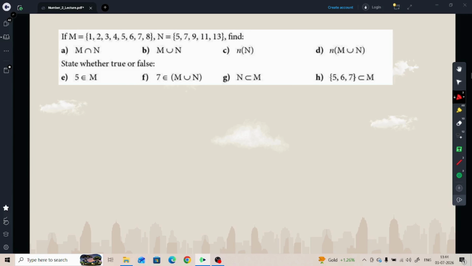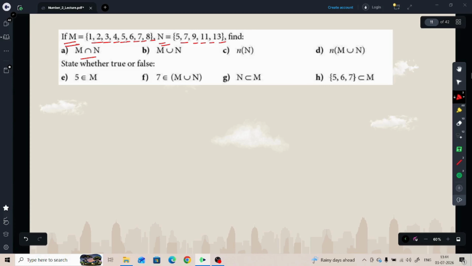Now let's talk about these kinds of questions. Again, very easy. Here it is given that a set M is there which has the elements 1, 2, 3, 4, 5, 6, 7, 8, and set N is there which has the elements 5, 7, 9, 11, 13. Now the first question is, what is M intersection N? I recommend you take a 1 or 2 minute pause. Just pause the video and try to do it. Okay, let's start with the solution.